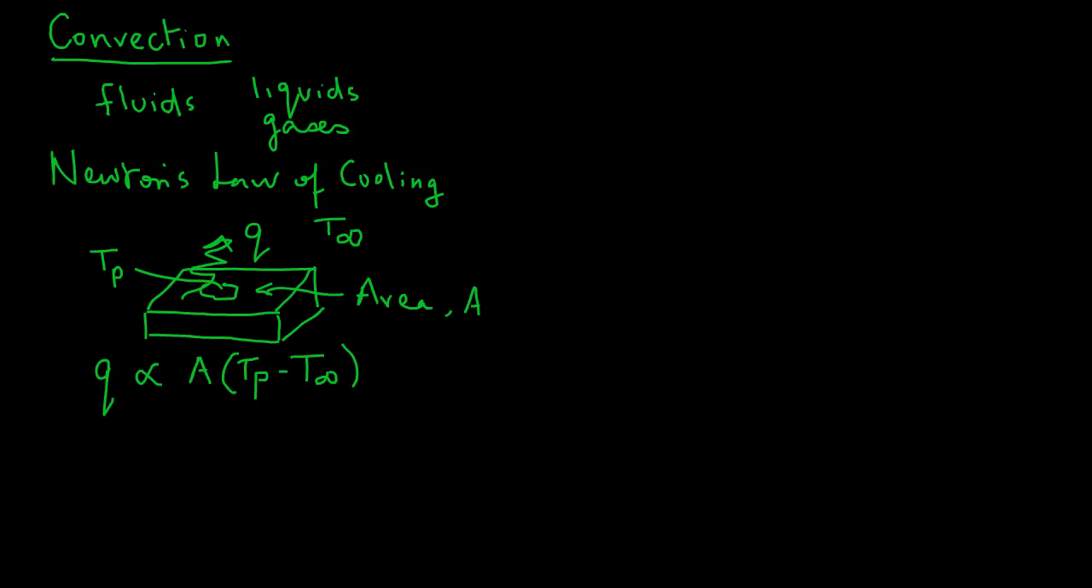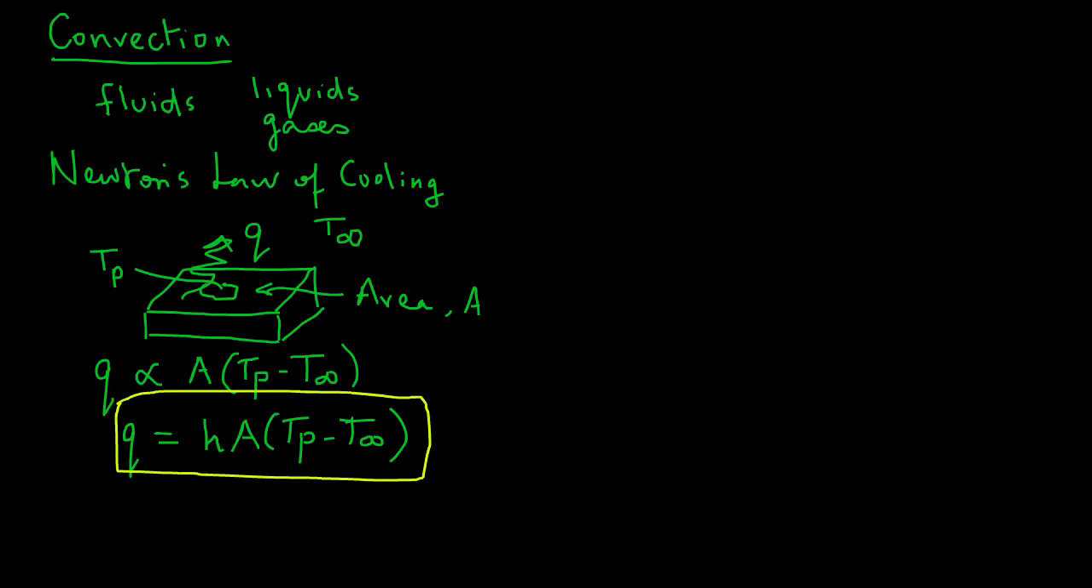And if we remove this proportionality symbol, we can write Q equals, and we will need to introduce a constant which we call H, times area times Tp minus T infinity. So this is a rather simple equation that allows us to determine the rate of heat transfer from this metal plate into air if there is a temperature gradient between the plate surface and the air.